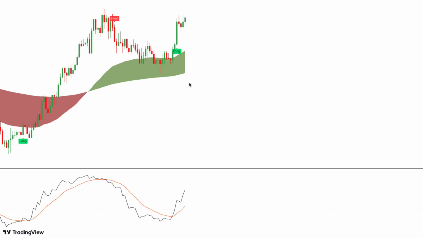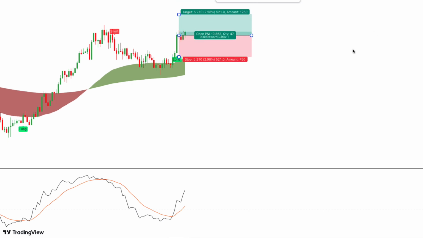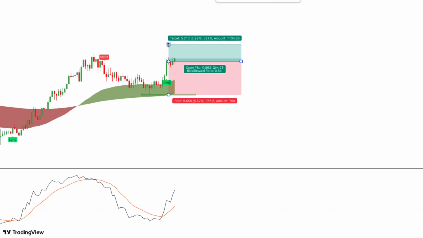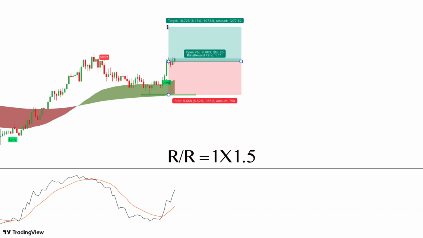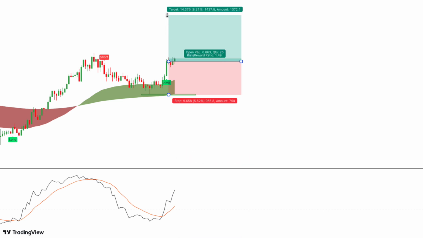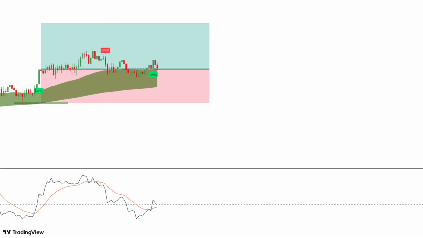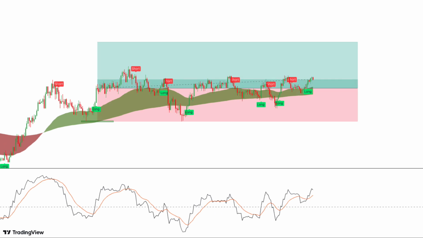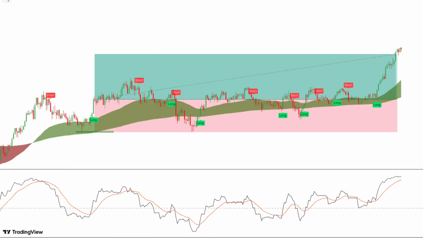Now, for this long signal to be valid, the Ultimate RSI line should be above the midline and it should also be above the signal line at the time the signal is printed. All the mentioned conditions are met on this candle, so we're going to enter a long trade. Set a stop loss below the most recent swing low. For the take profit, we're going to target a 1:1.5 risk to reward ratio. Let's see how this trade plays out. We can see here we won this trade.